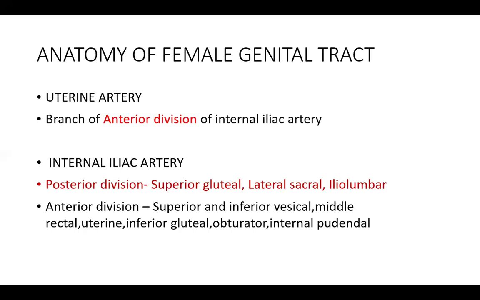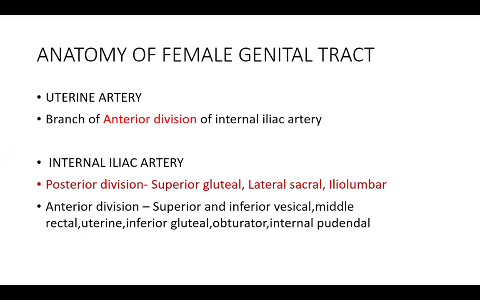So, two important arteries to be remembered in gynecology are the uterine artery and the internal iliac artery. The uterine artery is a branch of the anterior division of the internal iliac artery. So, remember the anterior divisions. Anti will have the uterine artery.